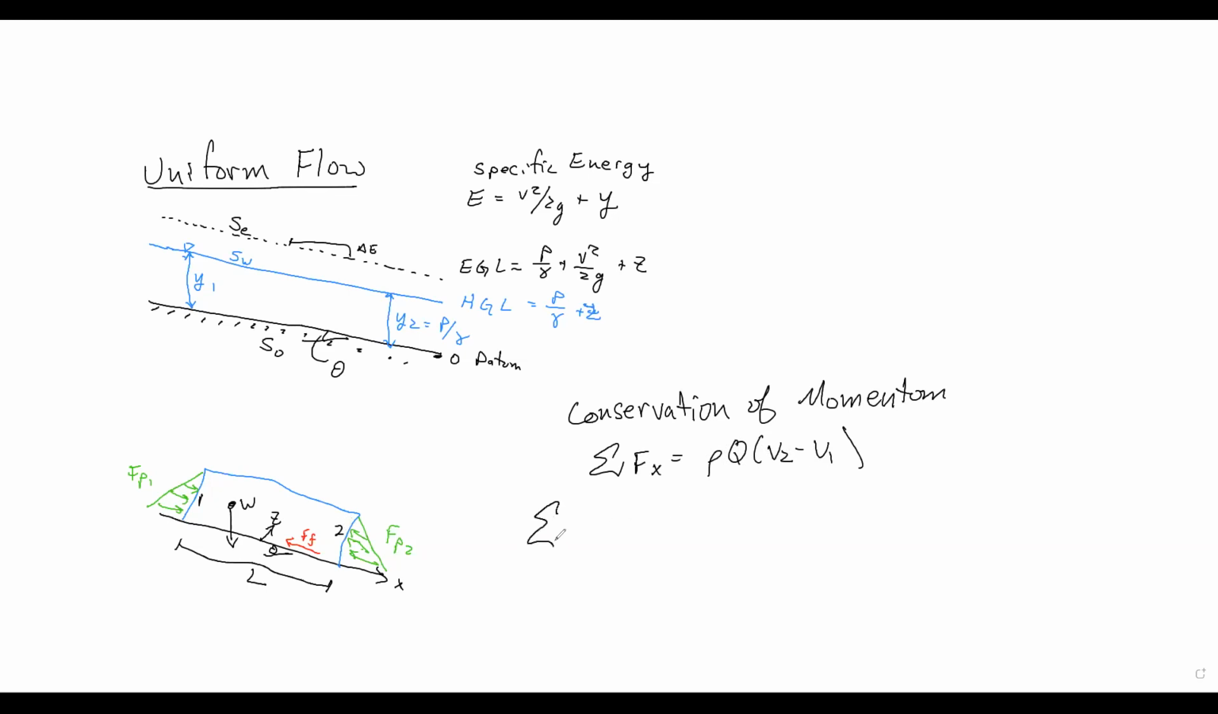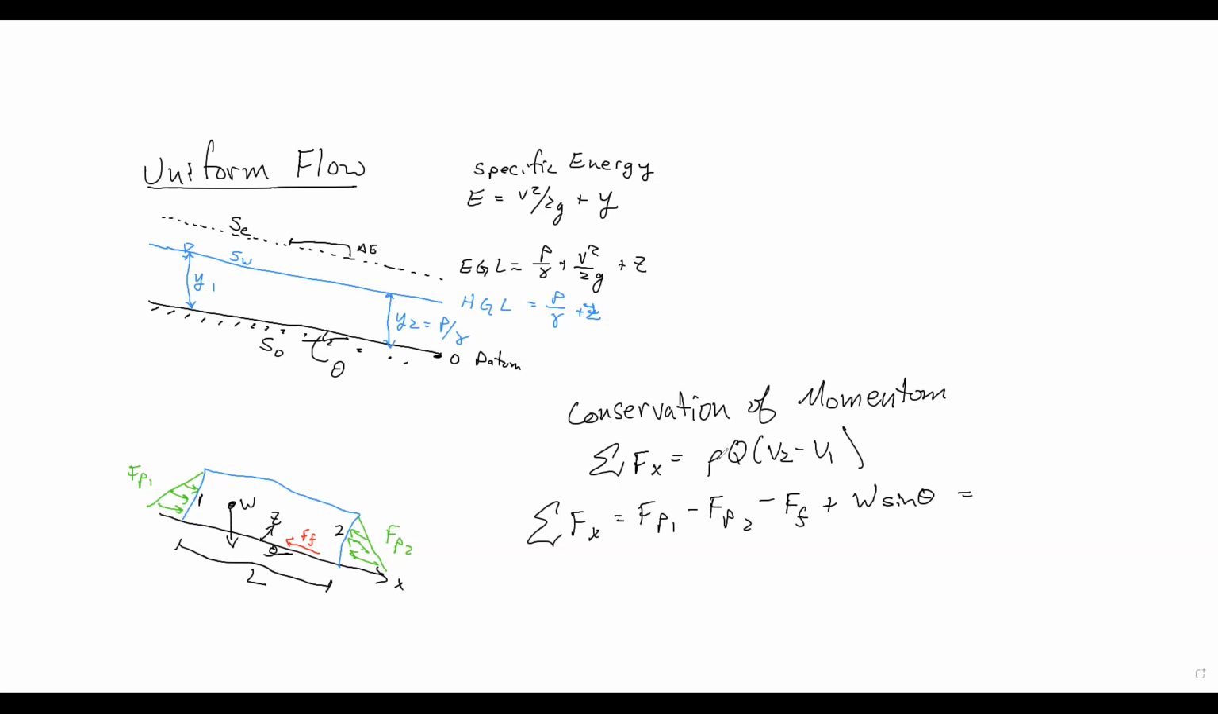So let's look at our sum of forces. We get force of pressure 1 minus force of pressure 2 minus the force of friction. And then we get the weight force, right? And if we want the x direction component of that, that's going to be weight sine theta. And then all of that is going to equal this rho Q (V2 minus V1).